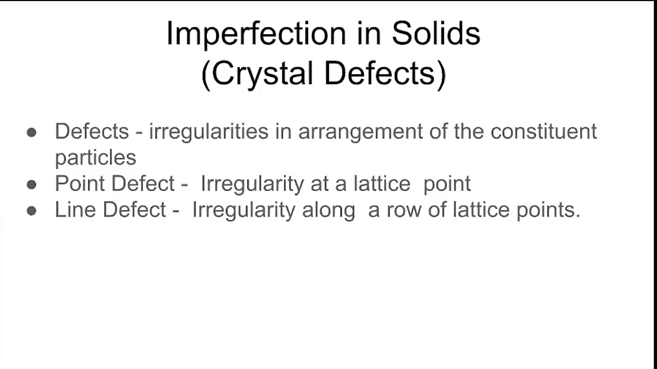What are defects? They are basically irregularities. Any defect is an irregularity. Suppose somebody has a defect in his teeth, it means some irregularity in the teeth. Here it is an irregularity in the arrangement of constituent particles. What are the constituent particles? Last lecture I explained to you: cations and anions, atoms, molecules. It can be an atom, a molecule, or ions, again ions meaning cations plus anions, anything.